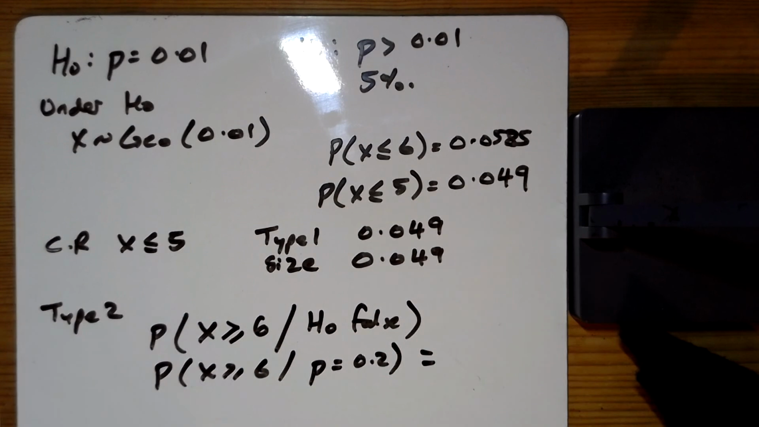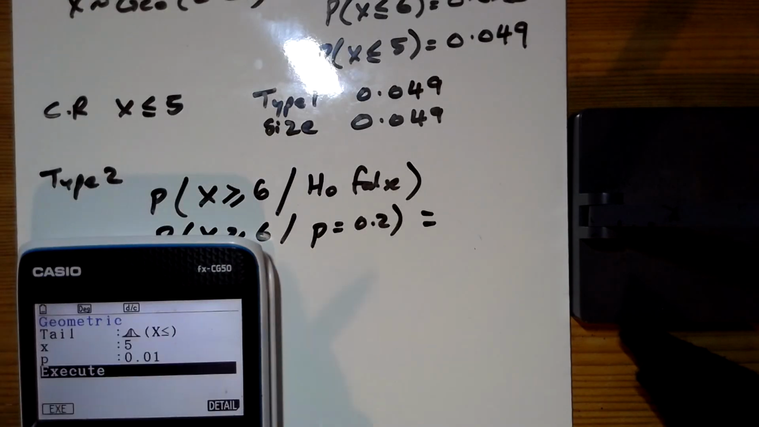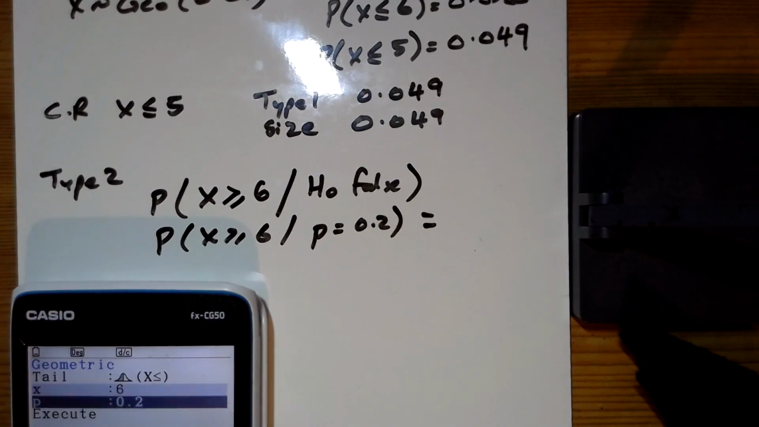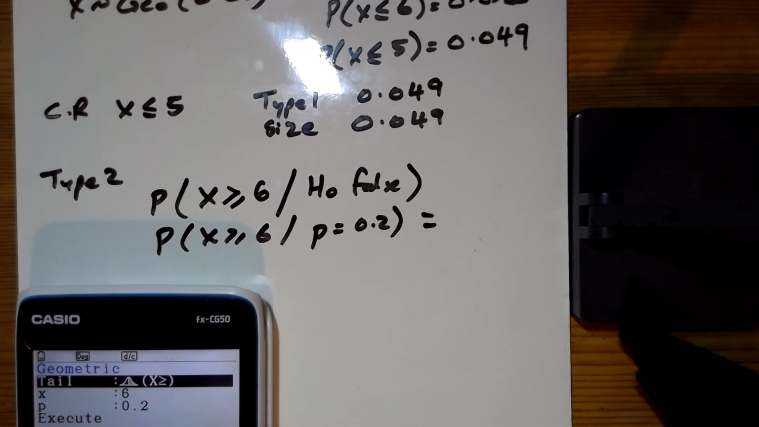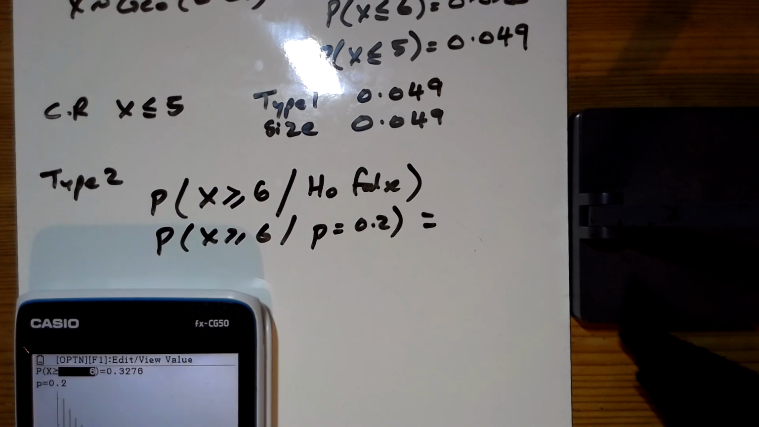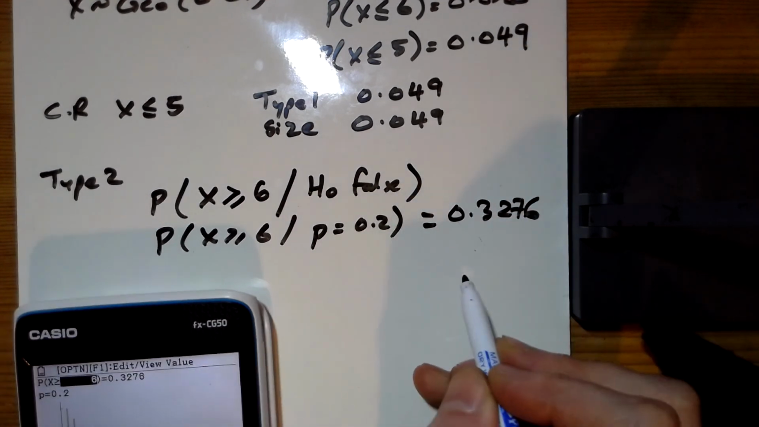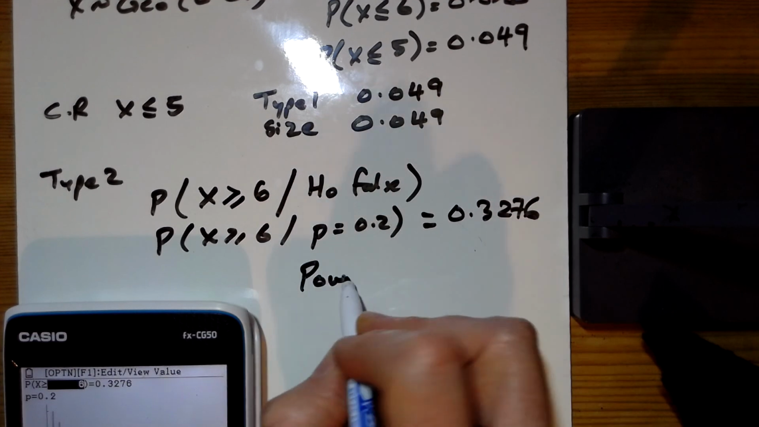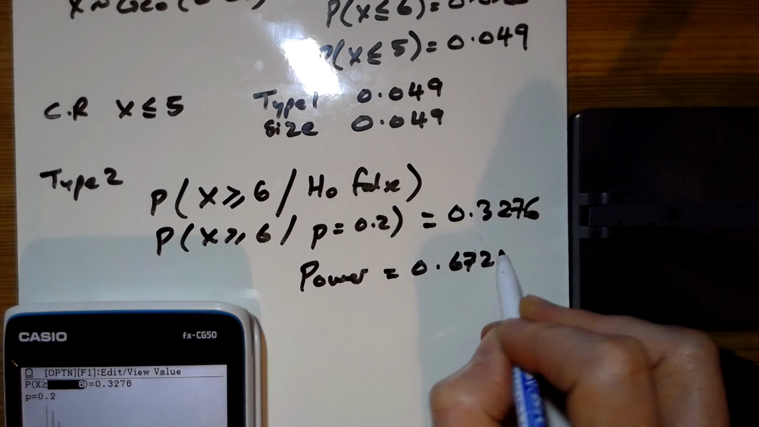And so the probability of a type 2 error is, back to the calculator there, just change that to 0.2. And I want greater than or equal to 6. And that is 0.3276. So that's the chance of making that error, but the opposite of that, 1 minus that, is the power of the test. The power of the test then is 0.6724.